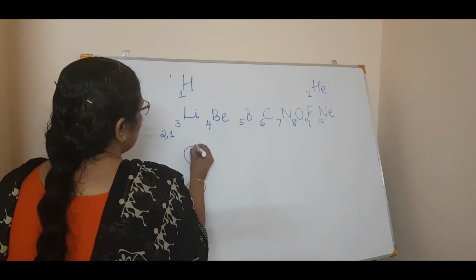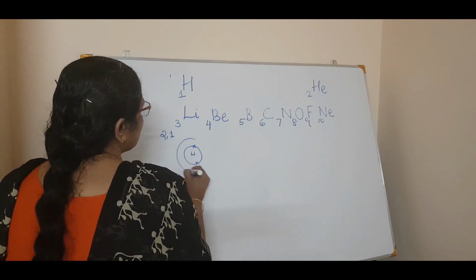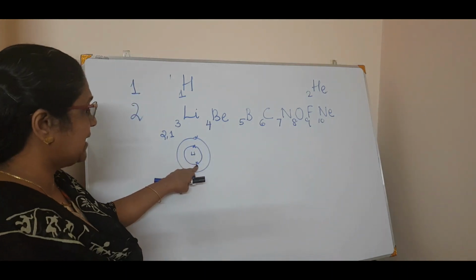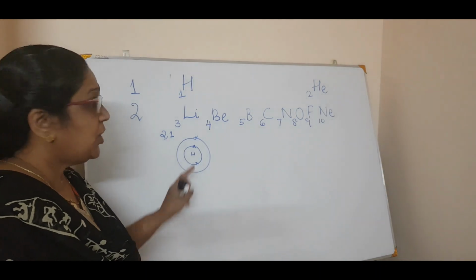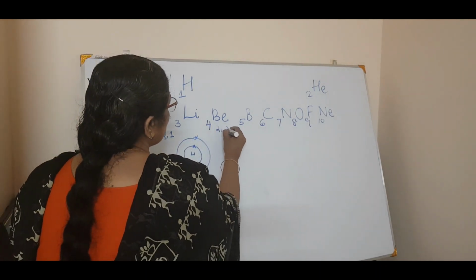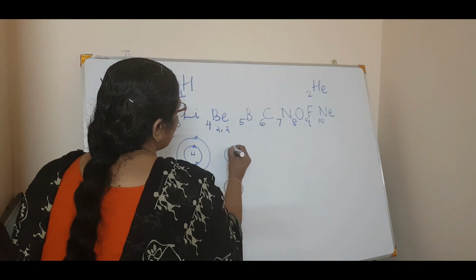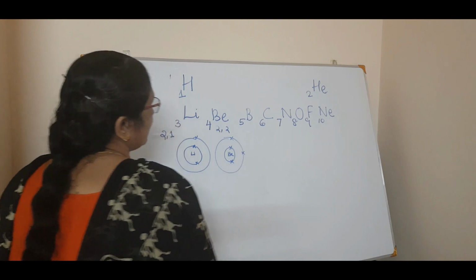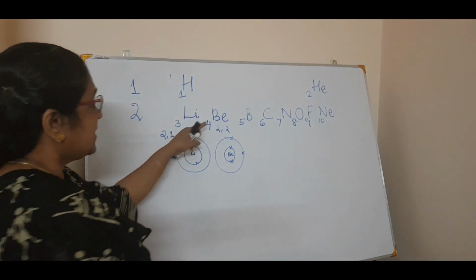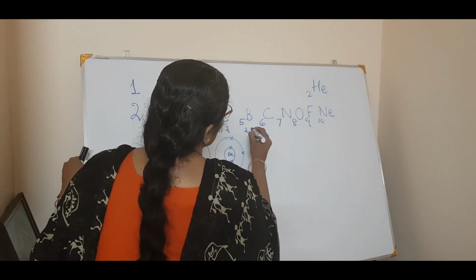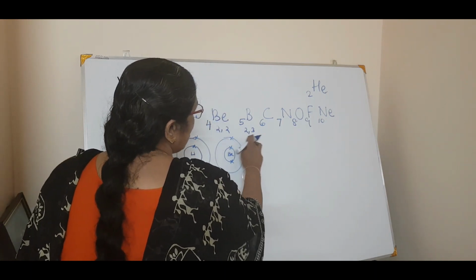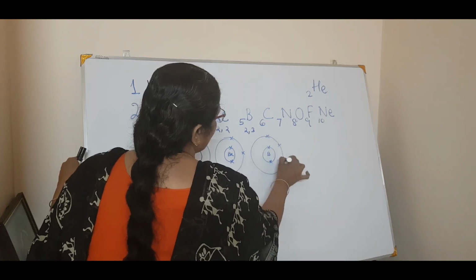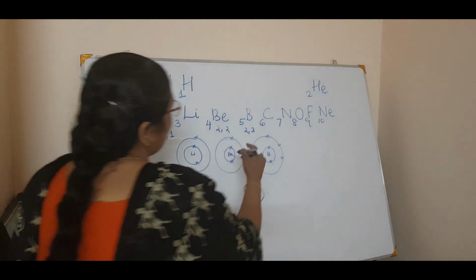So first shell 2 electrons, isn't it? The second shell is 1 electron. Correct? First shell 2 electrons, second shell 1 electron. Now what about beryllium? Beryllium is 2, 2. So I will have beryllium nucleus, first 2 electrons, second again 2 electrons. Correct? Third is boron, that is 5, so configuration is 2, 3. Boron and nucleus, second shell 3. Correct? Then carbon.